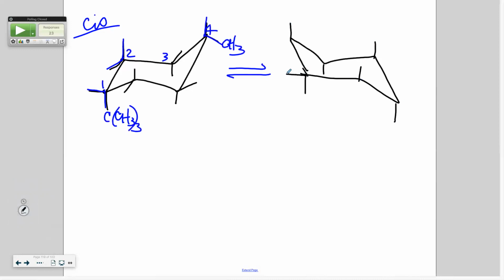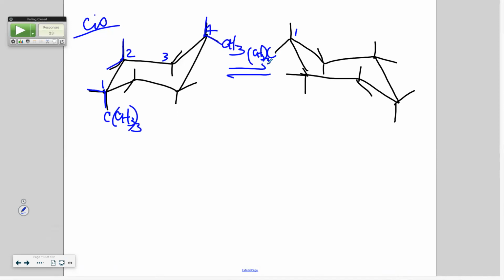And then put in your equatorial ones. Okay, so where is carbon one on the chair on the right? Where is carbon number one? Okay, my T-butyl group was on carbon number one. It was axial, so now it should be equatorial. So where do I write it? Right here. That's a 3. Okay, there's my T-butyl group.